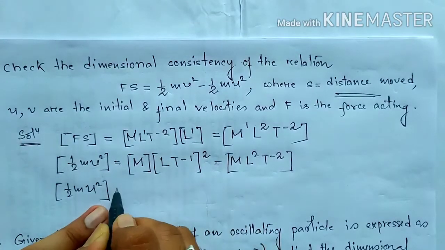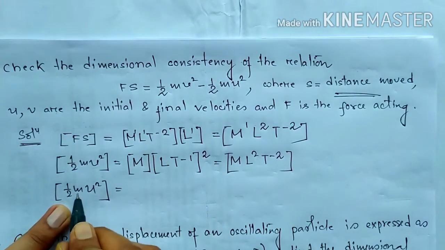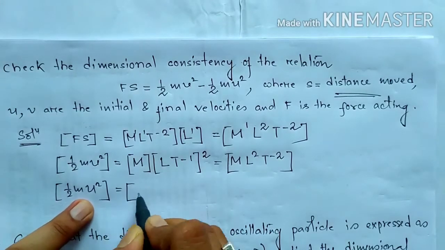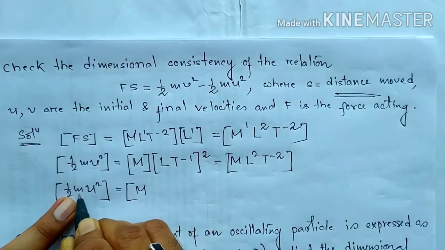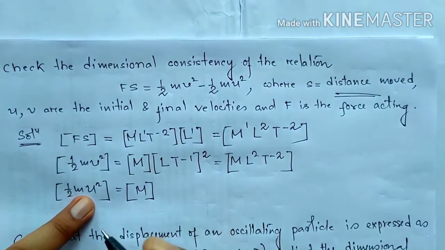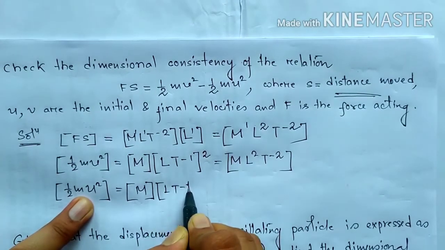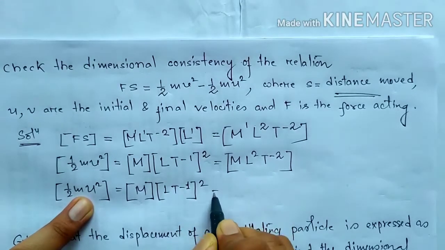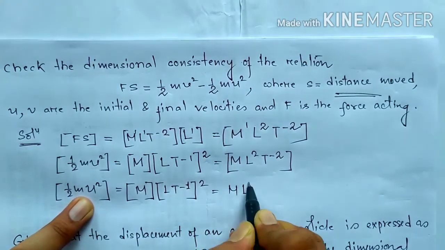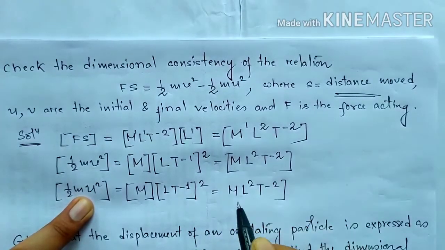Half mu square. So half has no dimension, just like the previous term. The dimension of m is M, and u represents initial velocity, but dimensionally it is just a velocity, so (L T to the power minus 1) whole to the power 2. So what do we find? M L square T to the power minus 2.